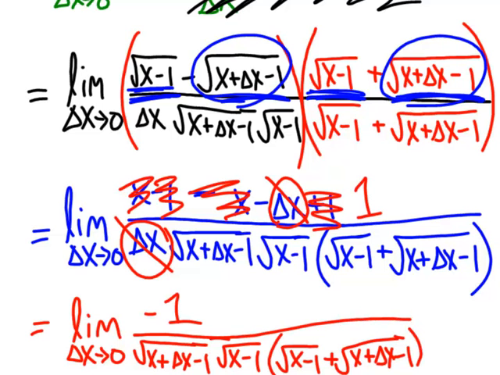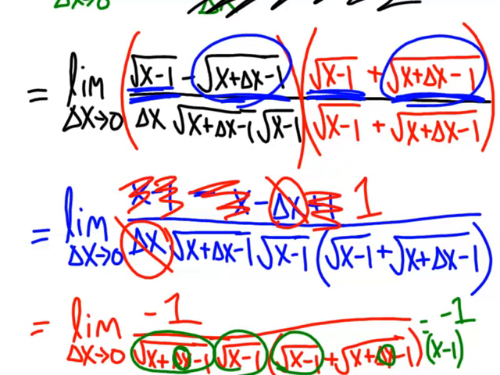And when I go ahead and do my direct substitution, when I plug in delta x equals 0, that will be here and here. Look at what I'm left with. I'm left with a negative 1, and then I've got a root x minus 1 times a root x minus 1. That's just x minus 1, right? And then what do I have here? A root x minus 1 plus a root x minus 1. That's going to be 2 root x minus 1.